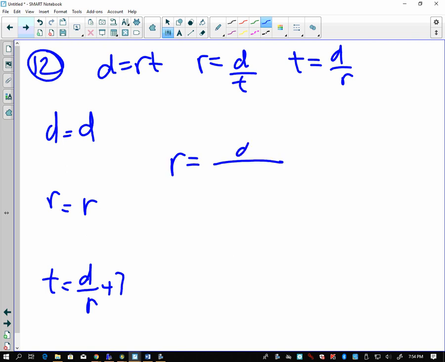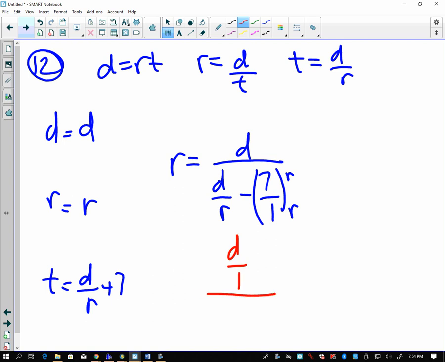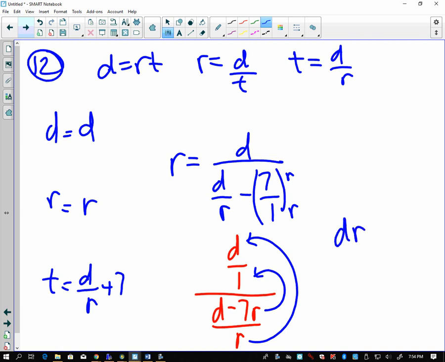We're going to go the same distance. The only thing we're going to change now is our time, to be D over R minus 7. We'll multiply by R over R. Down here we're going to get D over 1 over D minus 7R over R. We can't divide by a fraction, but we can multiply by the reciprocal. We've seen this 10 billion times. We get DR over D minus 7R. And that should be in feet per minute.